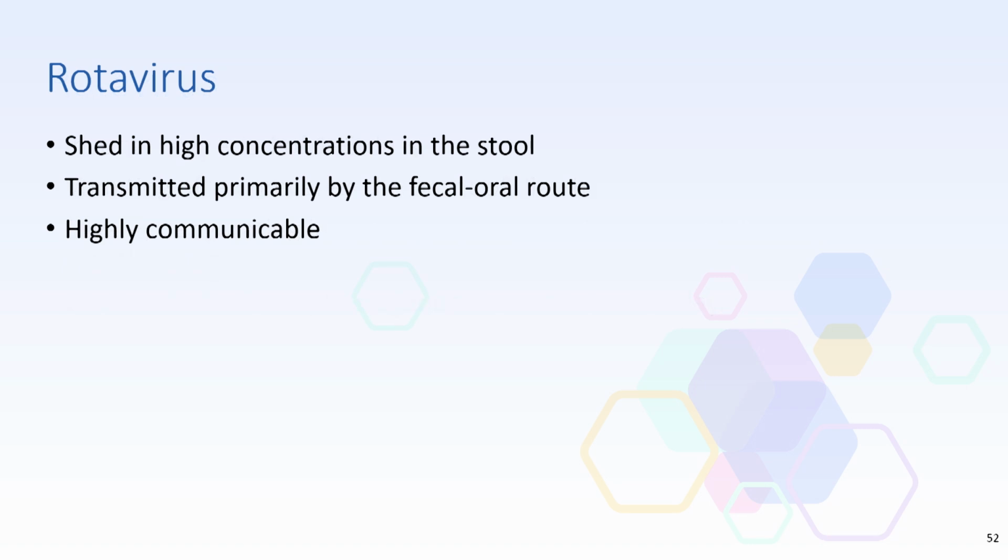Rotaviruses are shed in high concentrations in the stool of infected children and are transmitted primarily by the fecal-oral route, both through close person-to-person contact and through fomites. Rotavirus is highly communicable with an infectious dose of less than 100 virus particles.